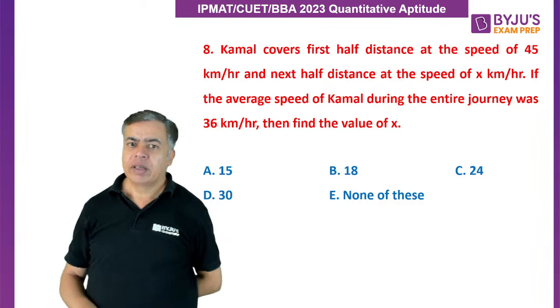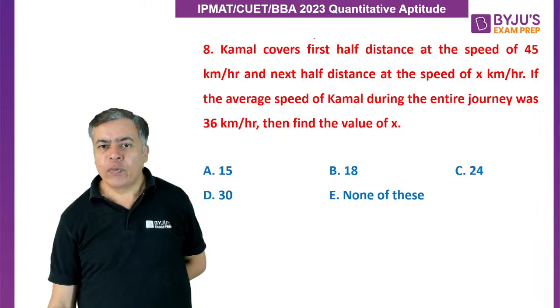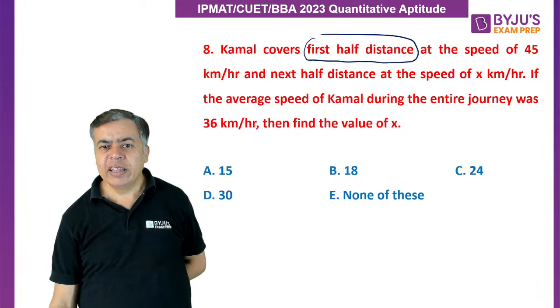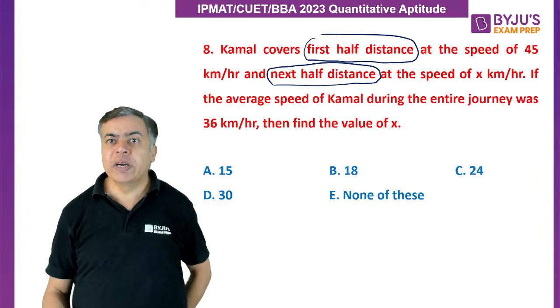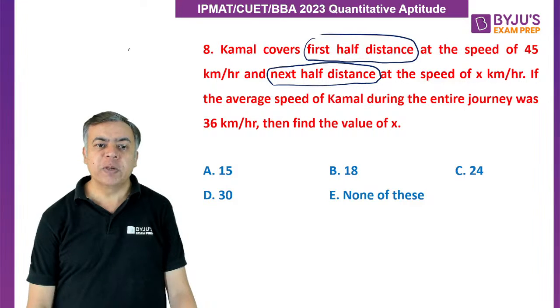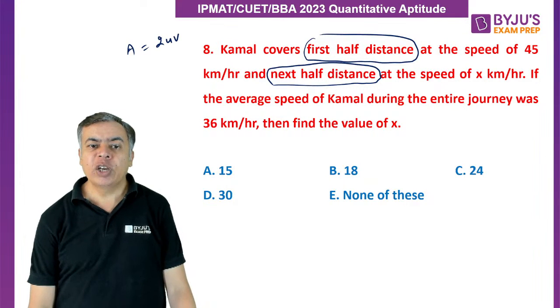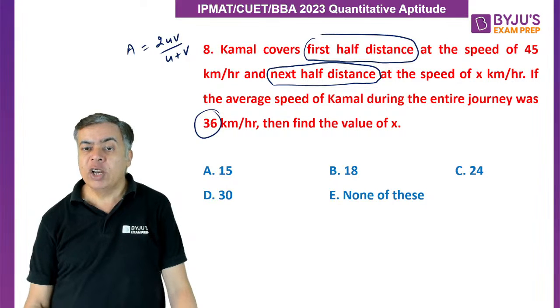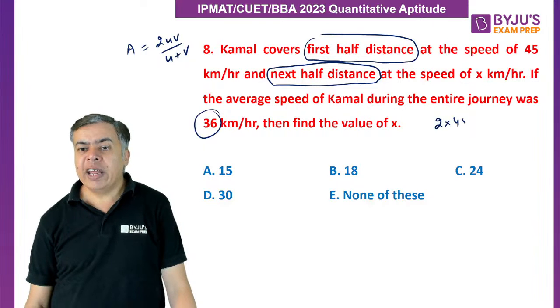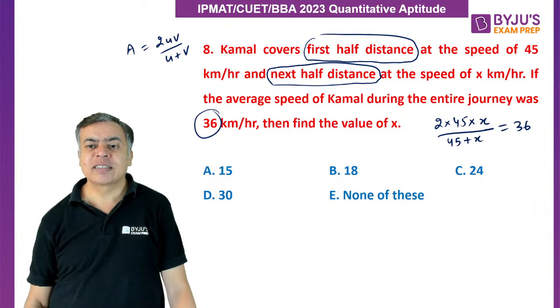Next one. Now here he is saying first half distance and the next half distance. Now the distance is same. So the average speed is going to be 2uv over u plus v. Now the average speed is given. I want the value of x. So he is traveling the first half at 45, next half at x, and it will be u plus v, and the average speed is given as 36, right?